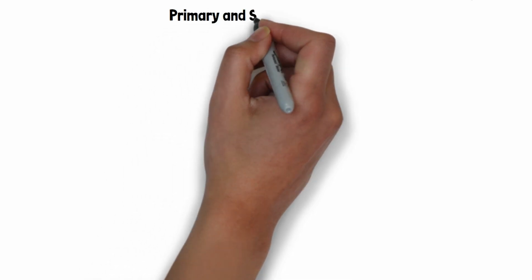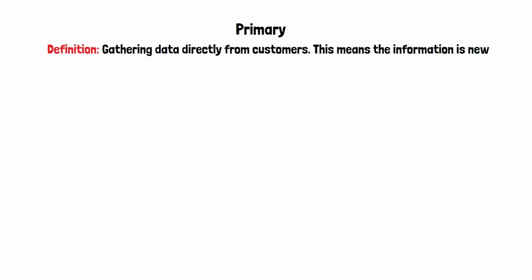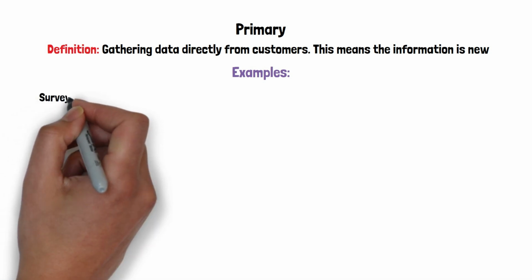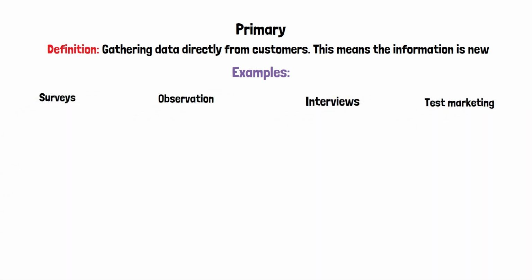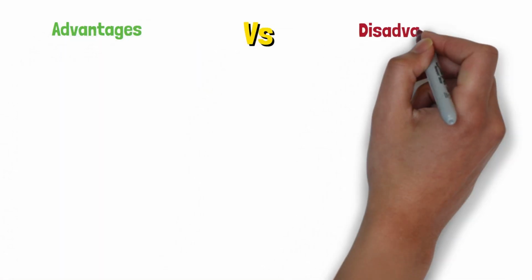Now we will be looking at the differences between primary and secondary data. Starting with primary data, it is data that is gathered directly from customers, which means the information is new. Examples of how primary data is collected could be surveys, observations, interviews, or test marketing. And now we know what primary data is, let's look at the advantages and disadvantages of it.